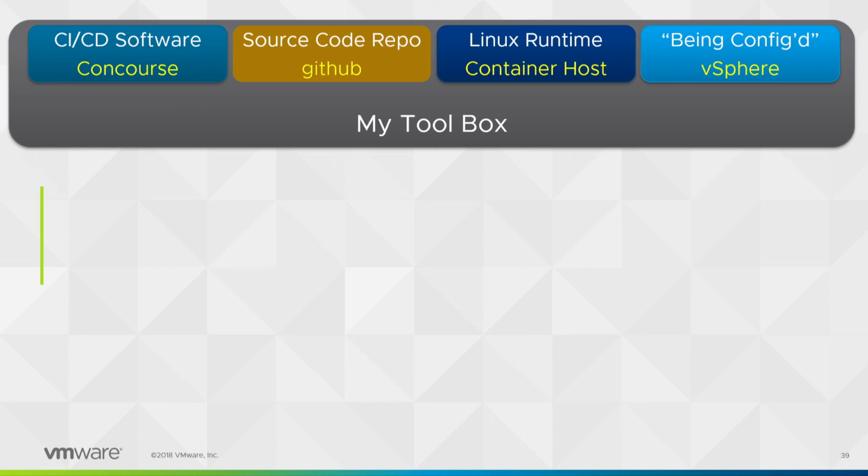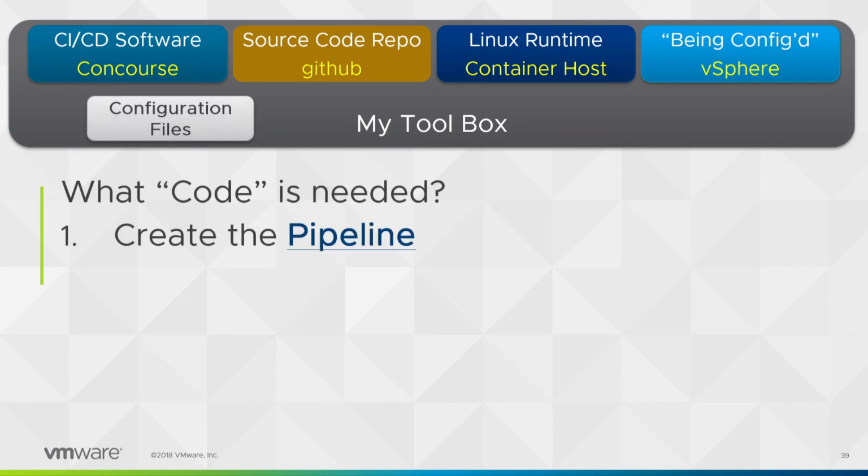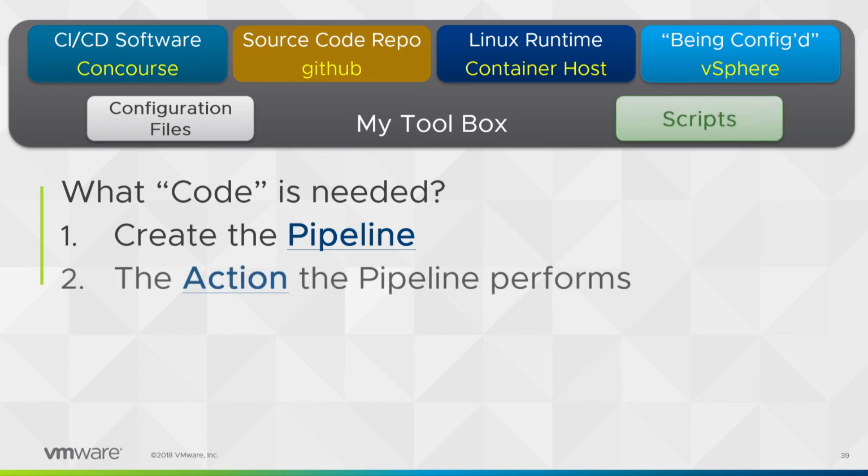Of course, I got my source code repo, which is where all my code is sitting. So it's not just that admin.txt, it's all the scripts and everything else associated with it. And then, of course, on the far right, I've got the thing being configured, which is vSphere in this case. So what code is needed? Well, there's various amounts of code here. Creating the pipeline, you'll see how Concourse works, but you create a pipeline with, basically, 3 YAML files, which describe the tasks and the jobs. So I can recreate this pipeline based on the information that I've got in GitHub.